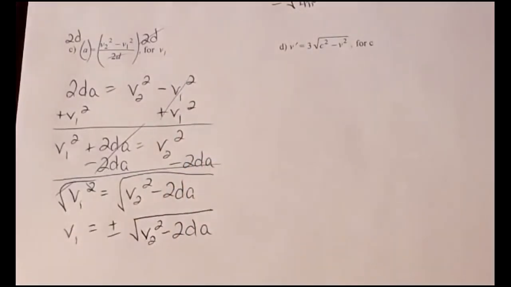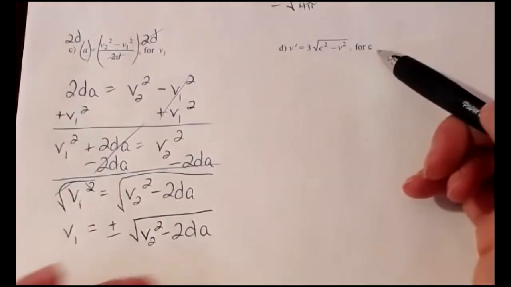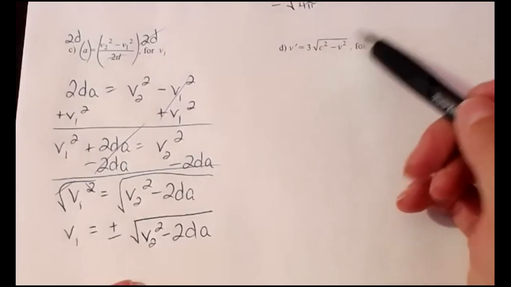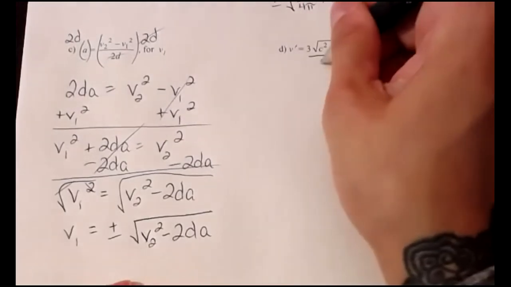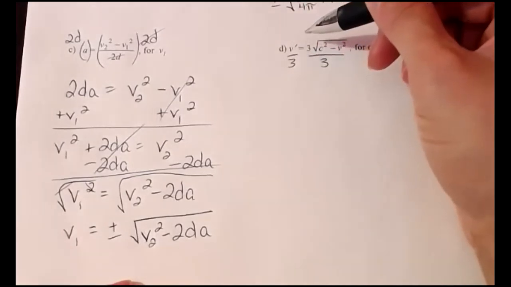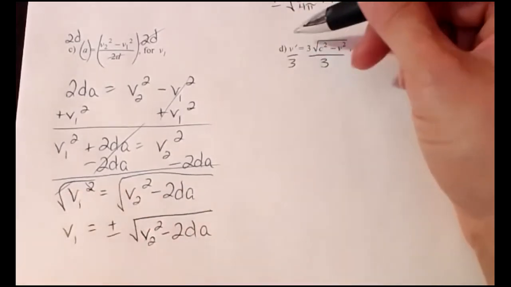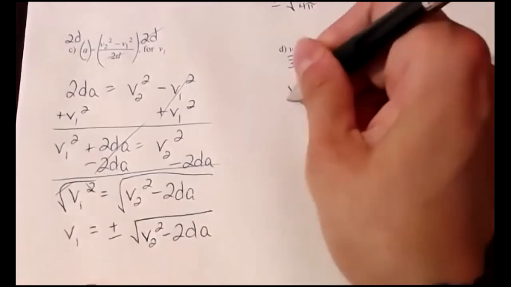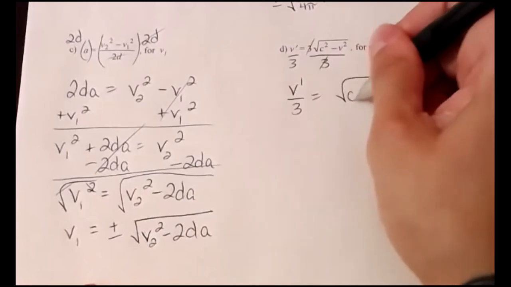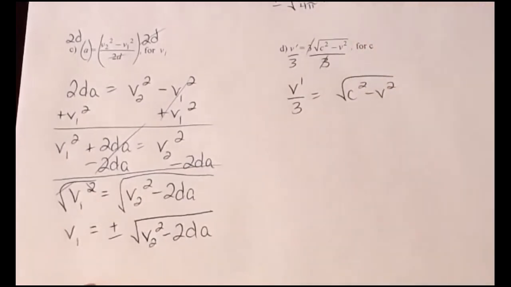All right. Last one, we want to solve for c. Notice we have 3 times the square root of c squared minus v squared. I'm actually going to divide both sides by 3. That says v prime, P-R-I-M-E, v prime over 3 is equal to the square root of c squared minus v squared.